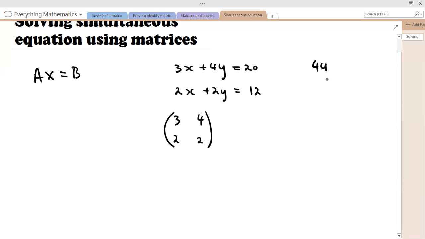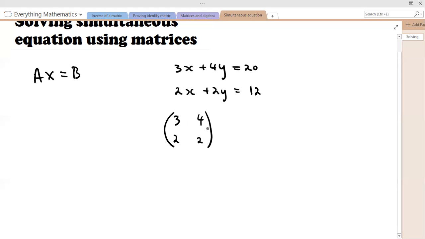Sometimes you might get an equation, for example, this same equation here, sometimes you may have gotten it like this: 4y plus 3x equal to 20. And mind you, I'm telling you, this equation here and this equation here are the same thing, but they're just not positioned the same way. So you want to make sure that you position it, the x's first, then your y's, then your constant.